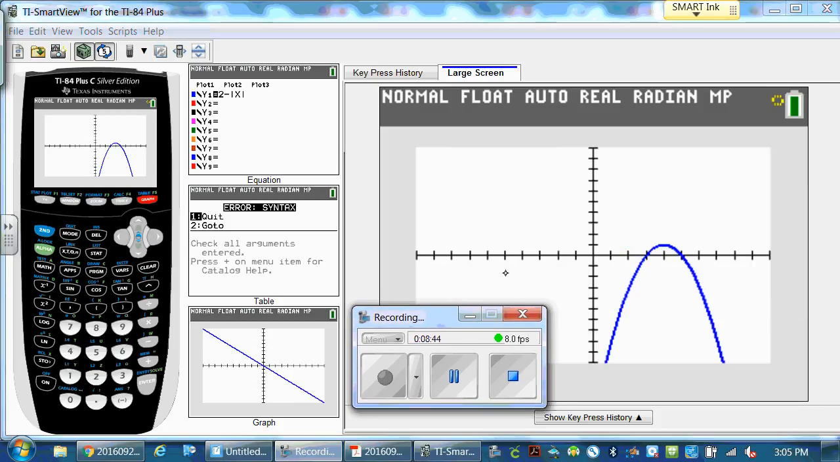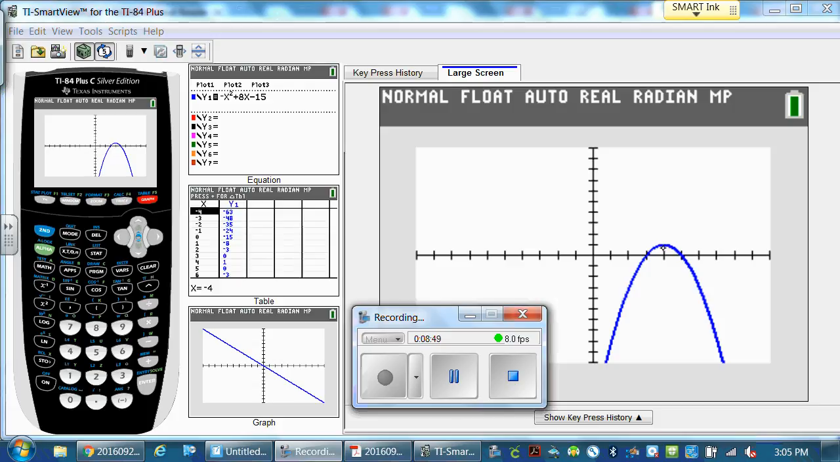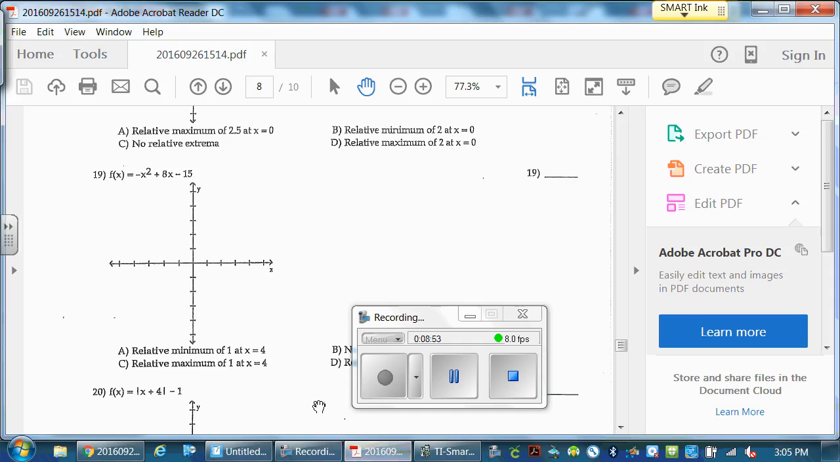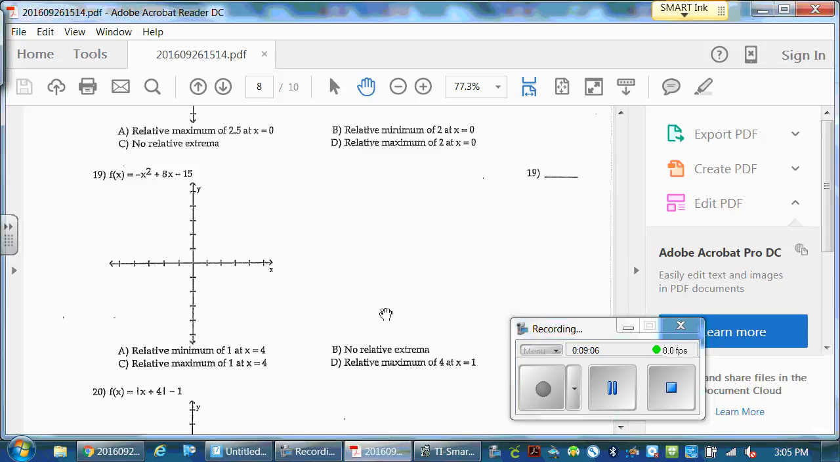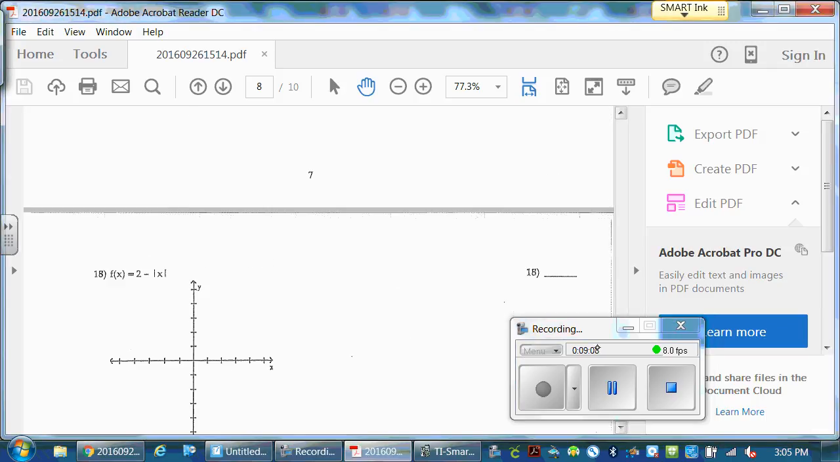Alright, get this out of the way. It looks like 1, 2, 3, 4, 1. So I have a maximum value of 1 when x is 4. So maximum value of 1, and it's C. Be careful because this one has 1 at x equals 4, but it's a minimum. So it's a maximum of 1 at x is 4. My answer is C.